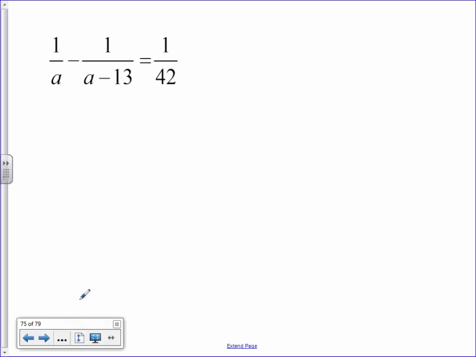This is what it is so far. I thought I was done. So then you have to make that over the 42. And then cross multiply, and you'll get a quadratic. You actually have to use the quadratic formula to solve.